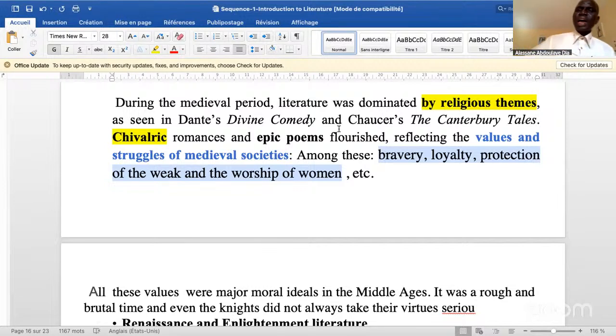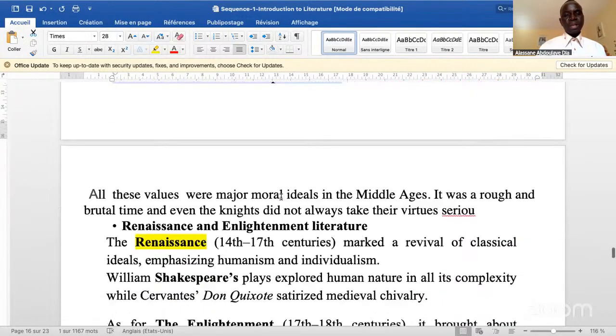In medieval societies, you see how these people used this aspect of life to develop a mode of life or literature. And among these themes, you can have bravery, c'est la bravoure. You can have loyalty. You can have protection. And bravery, loyalty, protection, you find them all in Homer's Iliad and the Odyssey. You find them in Shakespeare's drama. You also find the worship of women, etc.